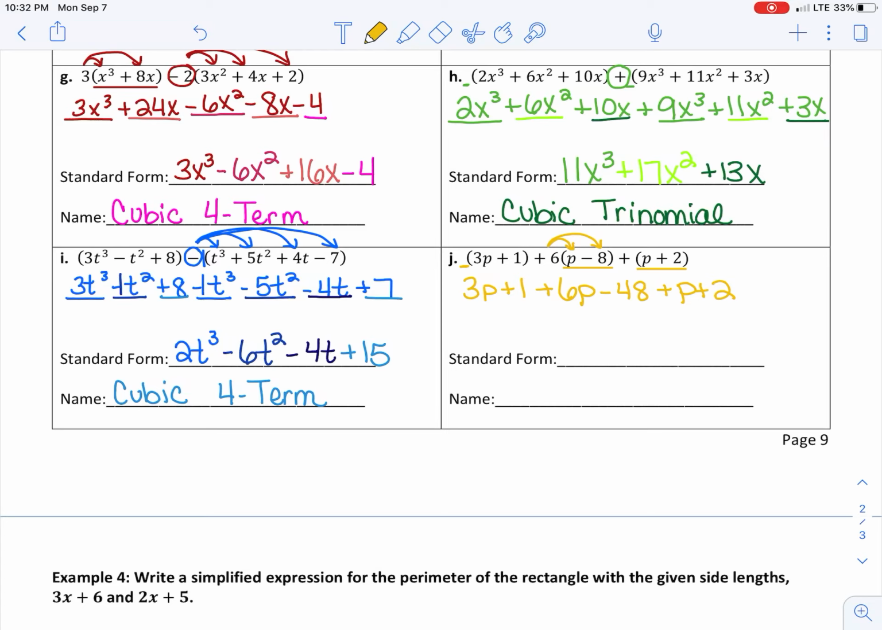Okay, and we're going to start combining. So we have 3p, 6p, and p, which is really like a 1p. So if we add and combine 3 plus 6 plus 1, we get 10p. Then we have 1 minus 48, which is -47, plus 2 gives me -45. Okay, and in this case, that p really has that imaginary 1 as an exponent, so that makes this linear. 2 terms we have, so it's going to be a linear binomial.